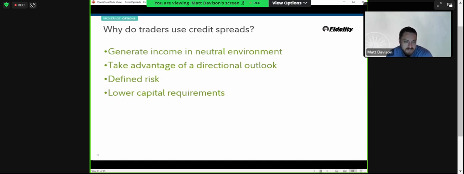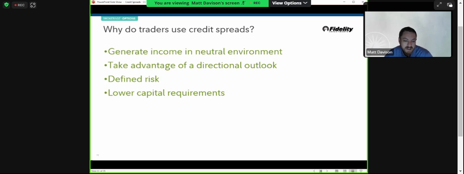Now, you can also take advantage of a directional outlook. So in the example I was just doing, I was using a bullish version. We can do the same thing, selling bear call spreads. And again, depending on where we select those strikes, that's going to determine how bullish or bearish we are. As we're doing bull put spreads and we're going super deep in the money, right? That's going to make it more and more bullish, because what needs to happen?